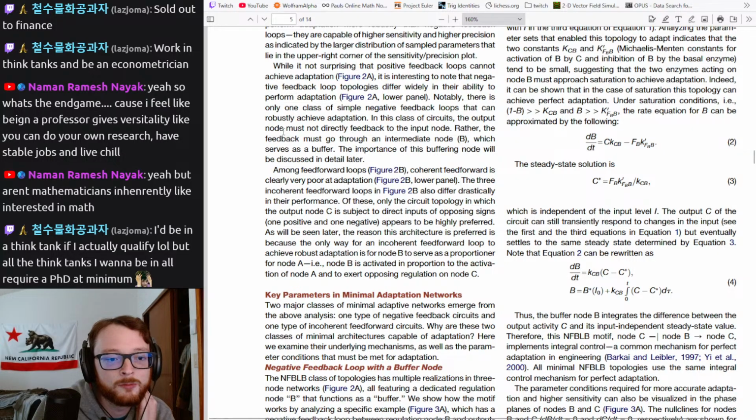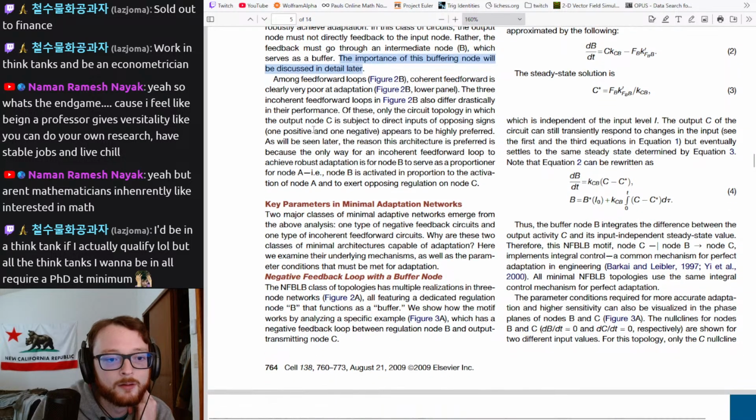The output node must not directly feedback to the input node. Rather, the feedback must go through an intermediate node, B, which serves as a buffer. The importance of the buffering node will be discussed in detail later. That's what I want to go into. Interesting.